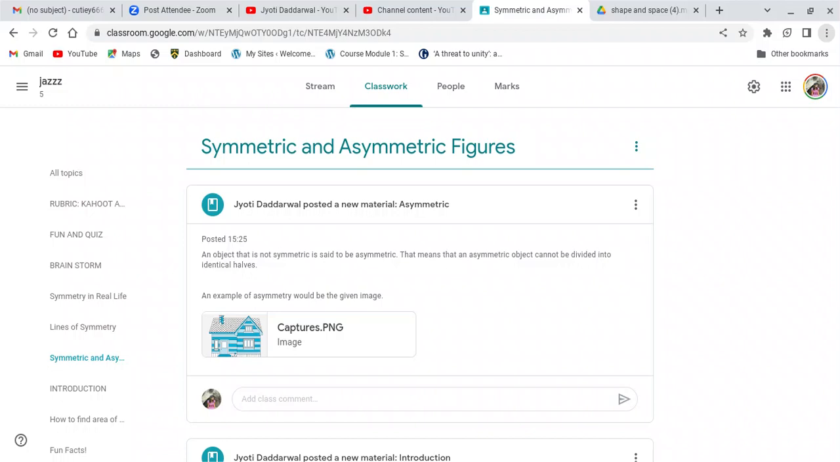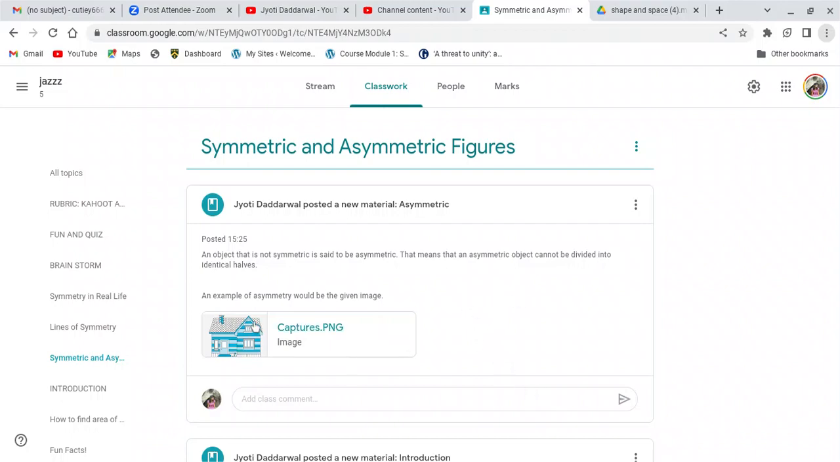Symmetric figure is already taught by Shivali, my colleague. She told about the symmetrical shape, but she didn't introduce what is asymmetrical, because if symmetrical exists, then asymmetricity is also there. So first of all I tell them what is asymmetricity. Then I told them an object that is not symmetric is said to be asymmetric.